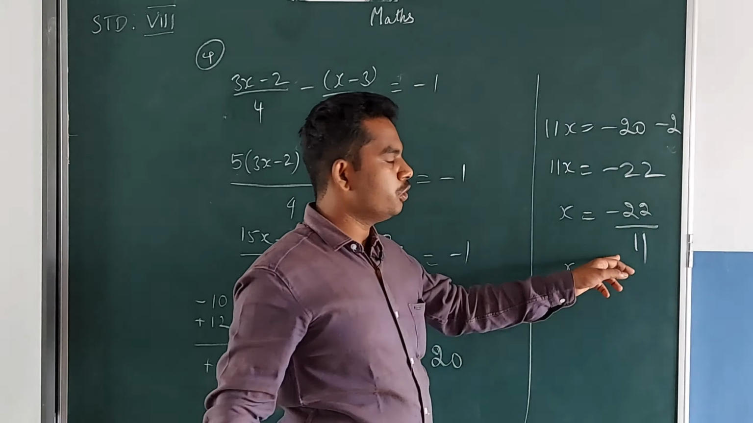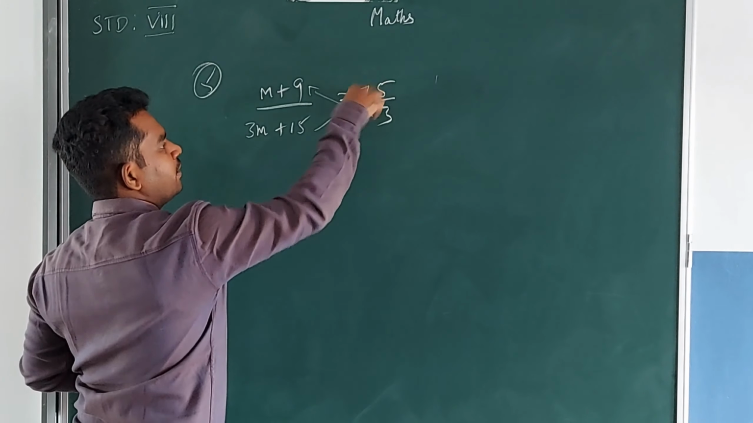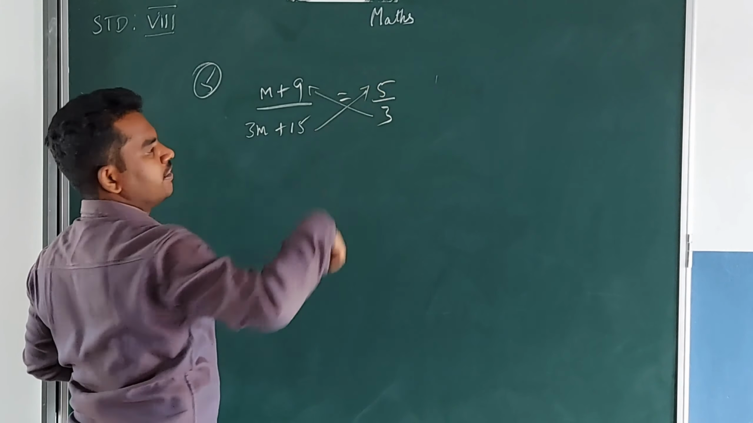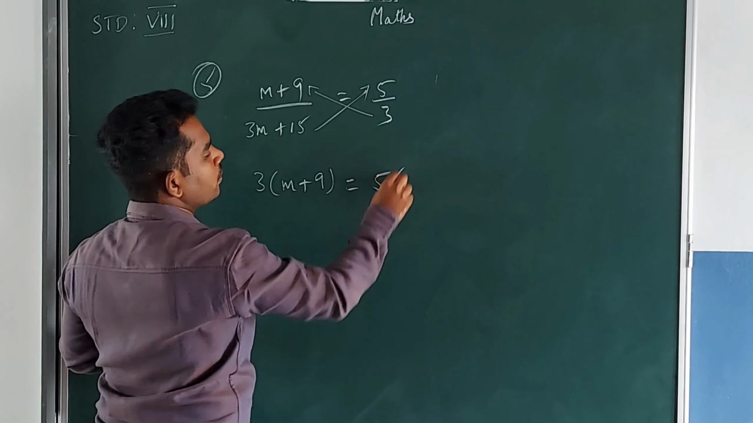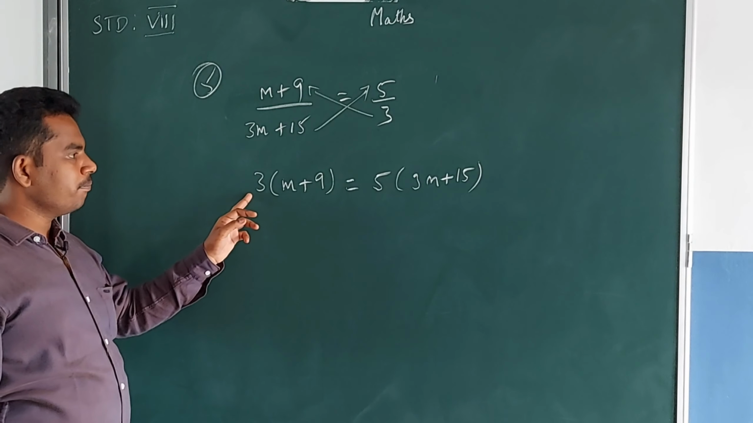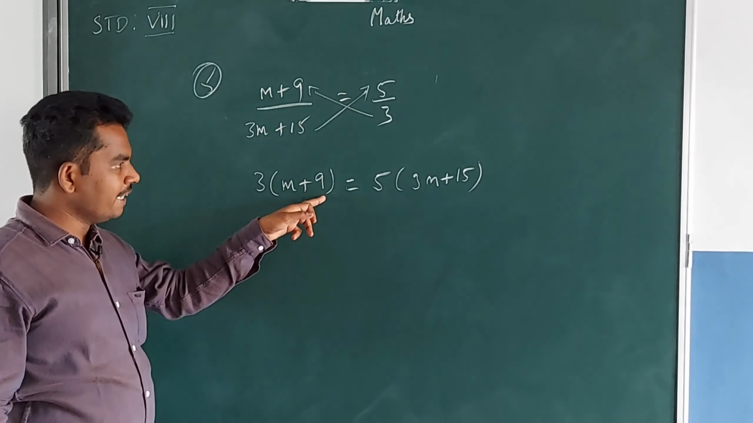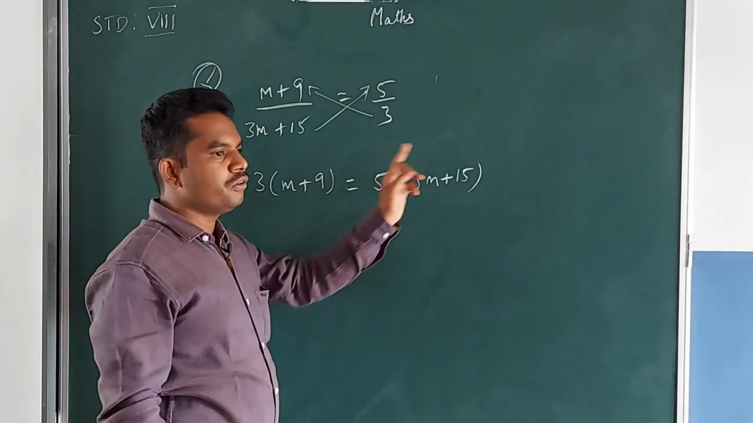Okay, next sum: (m plus 9) divided by (3m plus 15) equal to 5 by 3. So this type of question you should go only in cross multiplication method. That's all, cross multiply only. 3 into (m plus 9), 5 into (3m plus 15).